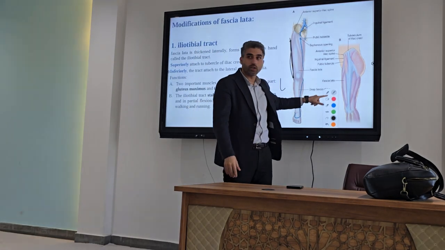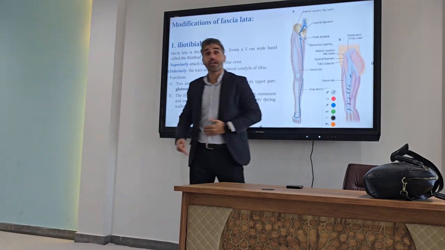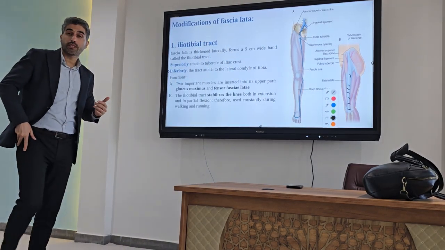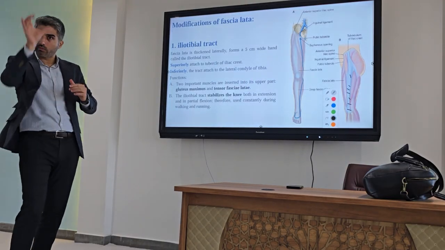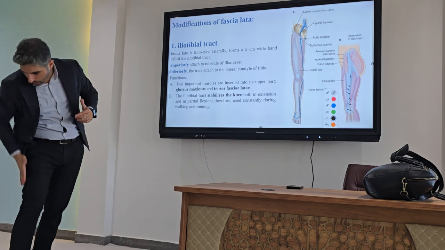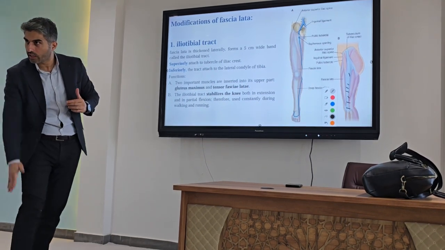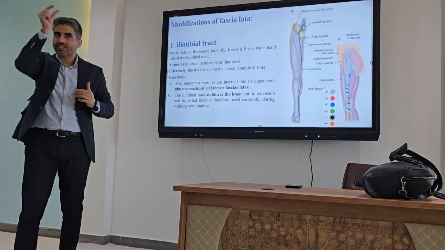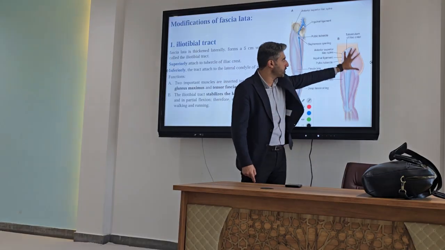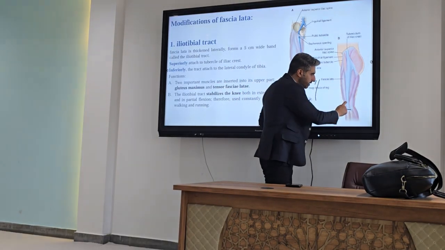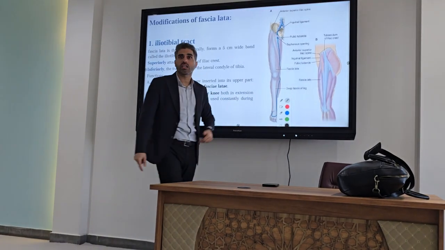Look at the lateral view. This part, you can see that. When you extend your knee, specifically in bodybuilders and athletes, you can see this part is very thick and strong. You can see a band here, and you can touch it. This tract is the iliotibial tract. So what is the reason? Why does fascia lata have a tract here? I will tell you why.